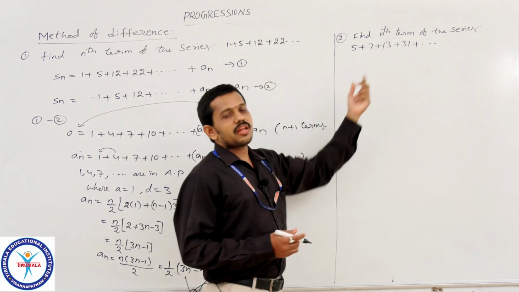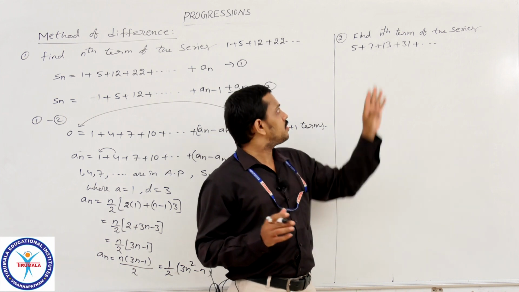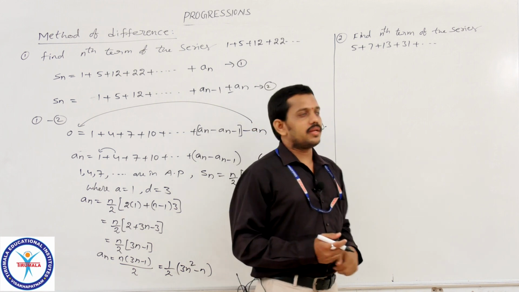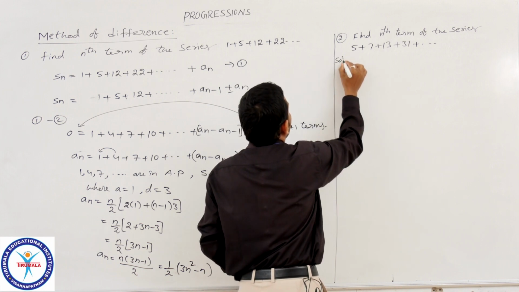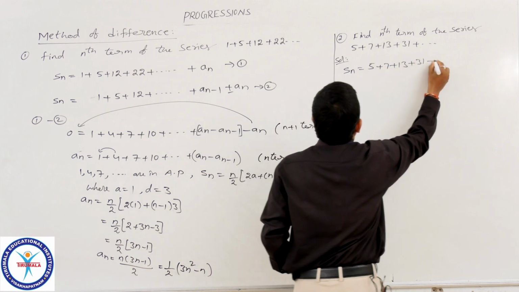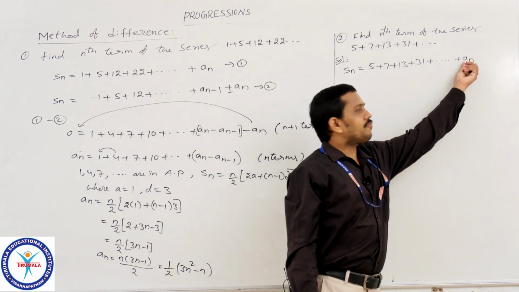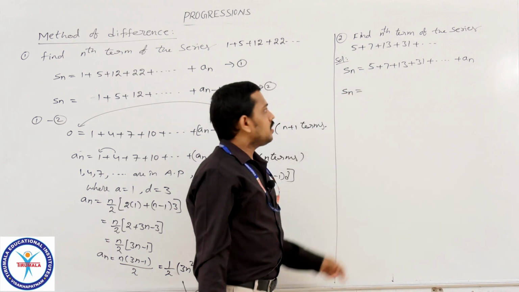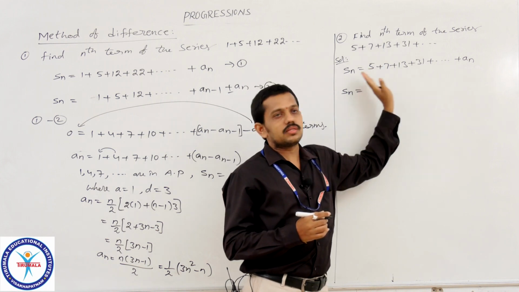So, in the method of difference, first we have to take the sum of n terms of the given series as Sn and the nth term as An. Then we will write the series as Sn is equal to 5 plus 7 plus 13 plus 31 plus and so on plus An. Now, we are required to find this An value. Now, in the second step, we have to write Sn again and move the series one step to the right.